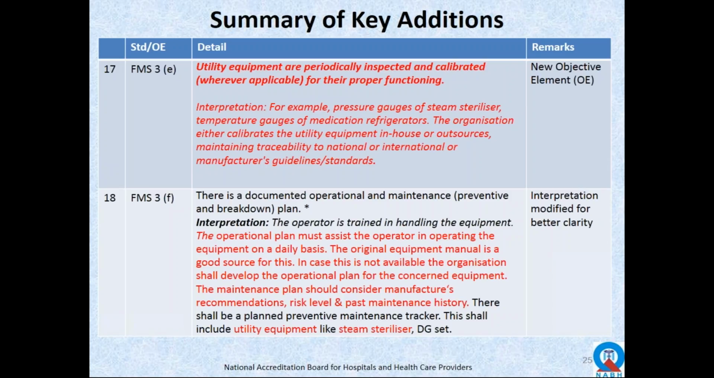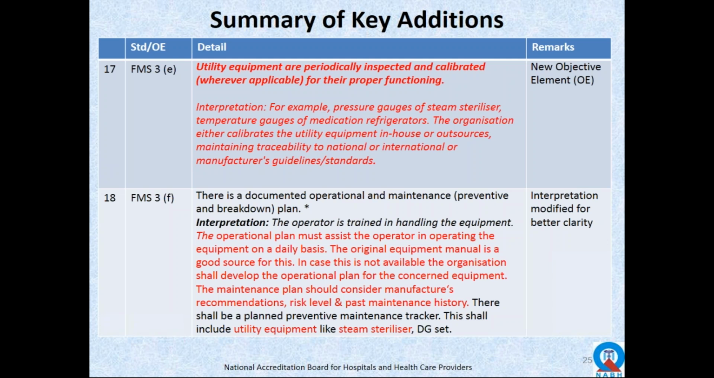FMS 3F, this element which looks at the documented operational and maintenance plan for engineering equipment and utility equipment, the interpretation has been modified to bring more clarity on the meaning of the operational plan and the maintenance plan, where the operational plan can be drawn from the original equipment manual, the OEM. In case this OEM is not available, then the organization shall develop its own operational plan, whereas the maintenance plan should consider the manufacturer's recommendations, the risk level, and the past maintenance history.